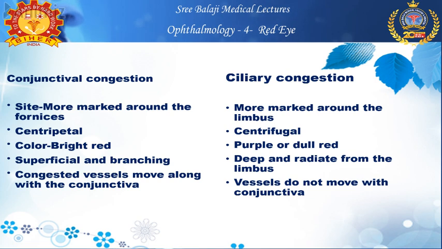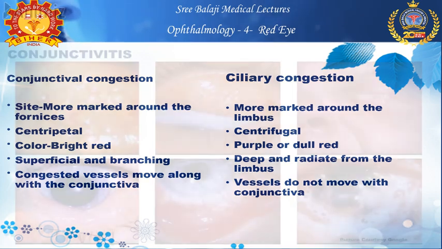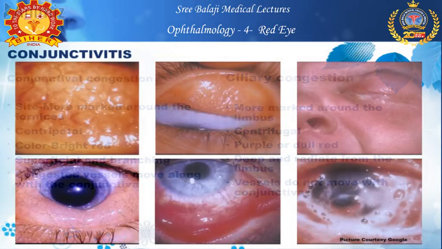When you move the conjunctiva, in case of conjunctival congestion, the congested vessels move along with the conjunctiva since they are superficial. Whereas in circumciliary congestion, because they are deep, when you try to move the conjunctiva, the vessels do not move with the conjunctiva. This is how you can differentiate conjunctival congestion and circumciliary congestion.